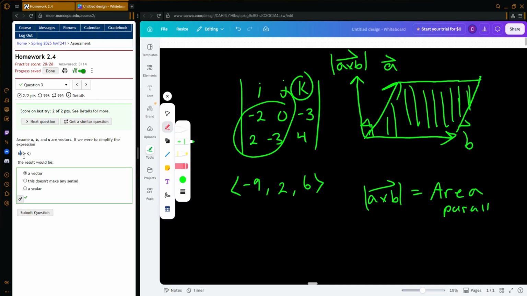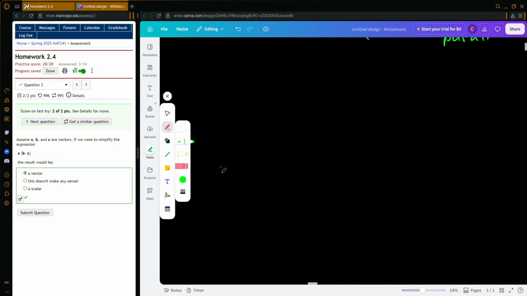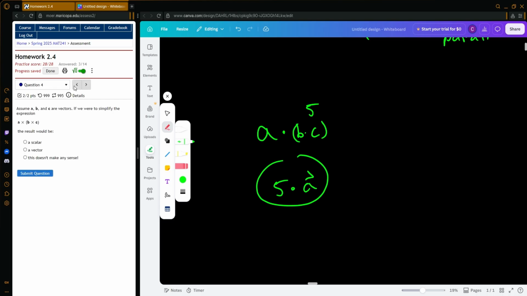Wait, what? But B dot C is a scalar. Oh, and then this is a vector A. Okay, so A is not a scalar. A is a vector, as it states. So what you would get is B dot C would give you some number like 5, and then you could just rearrange this. It would be 5 being scalar multiplied into the vector A. So that makes sense.